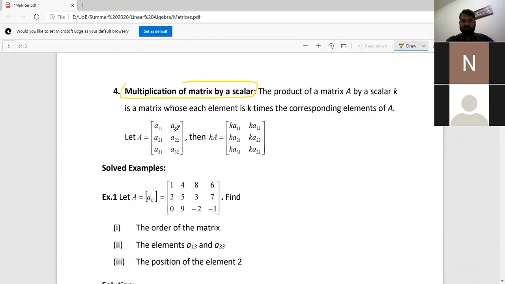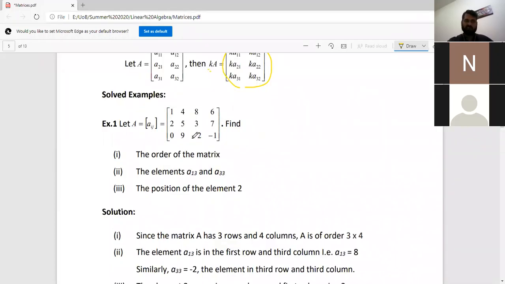If this is your matrix and you are multiplying a number k outside, it means you have to multiply every number inside by that k. See, k with a11, k with a12, k with a21, k with a22. So every element will be multiplied by k. This is called scalar multiplication. Okay. So this is the first example.